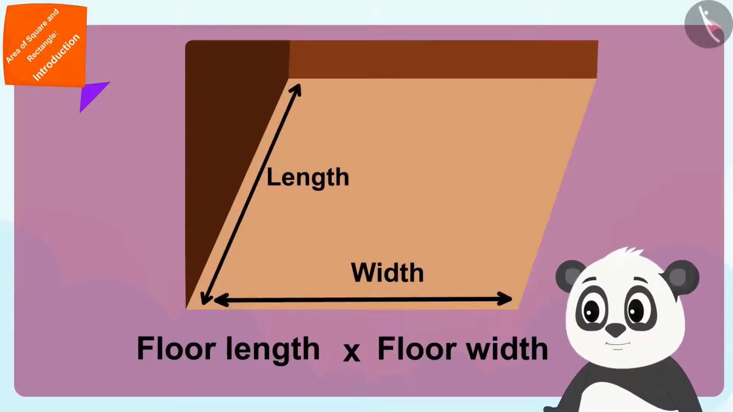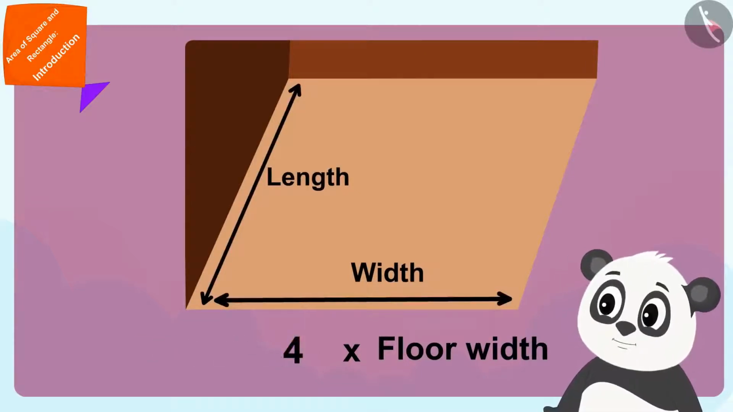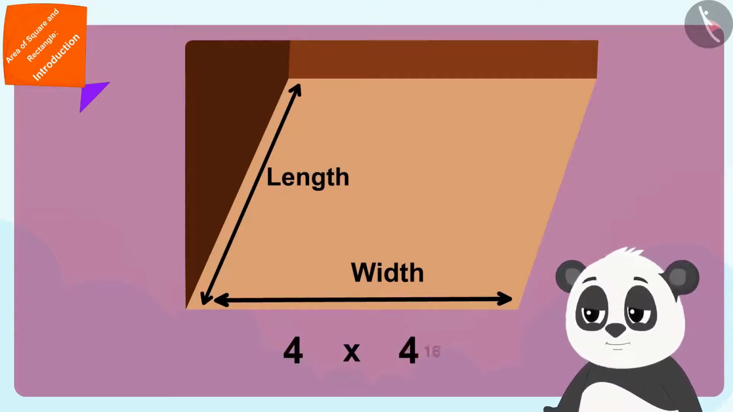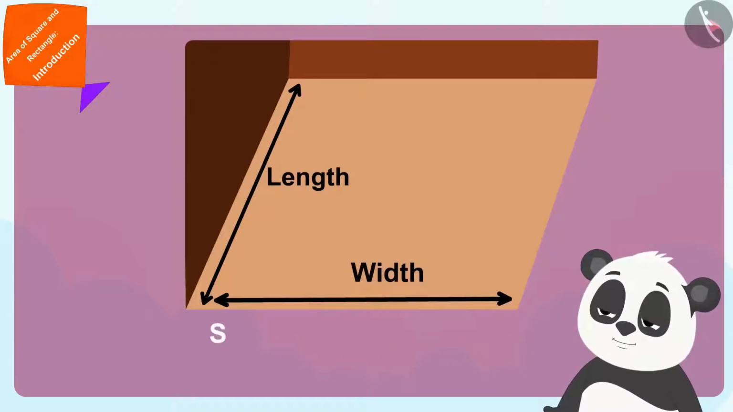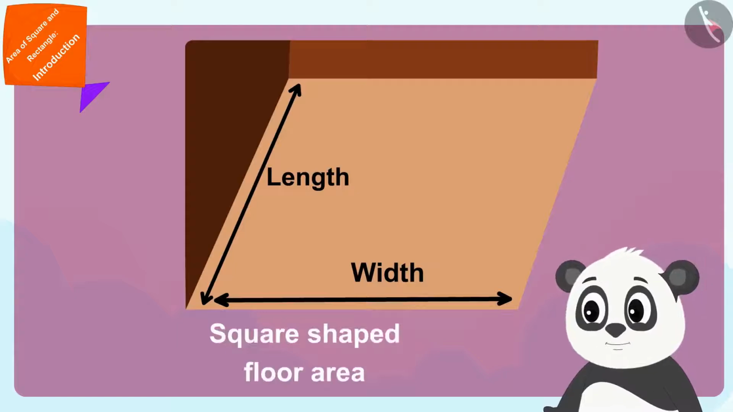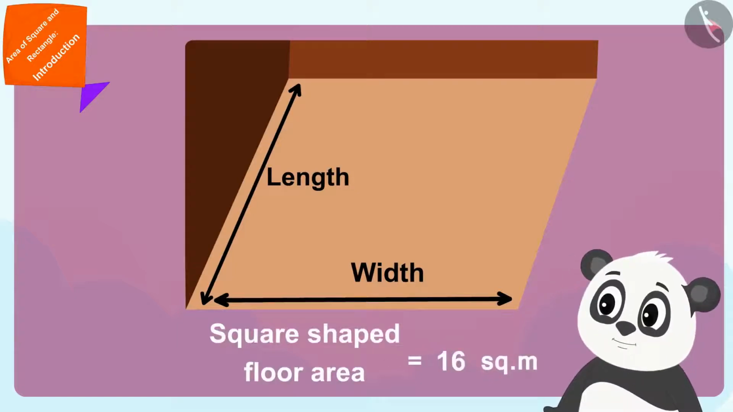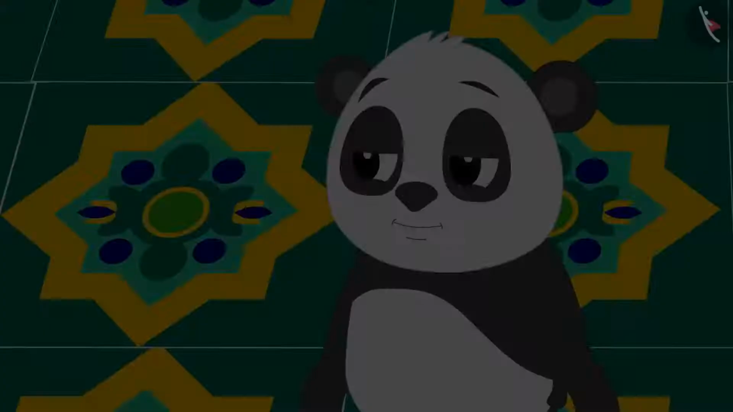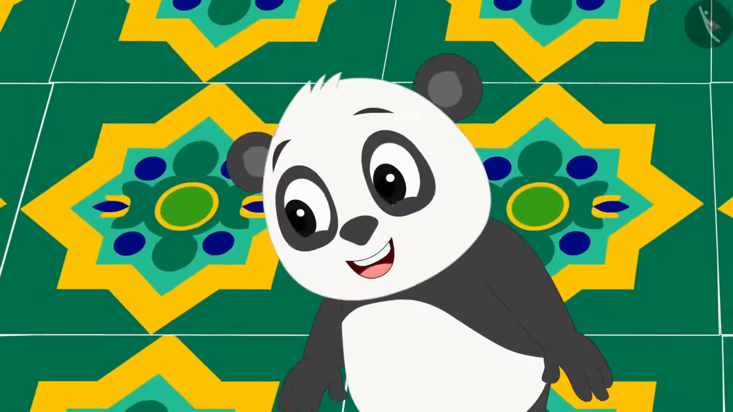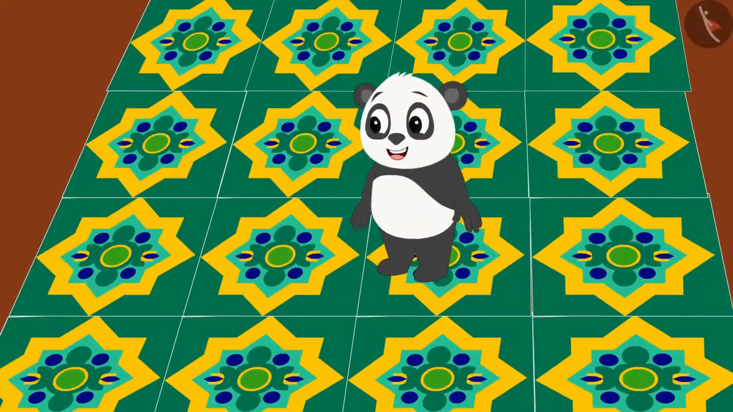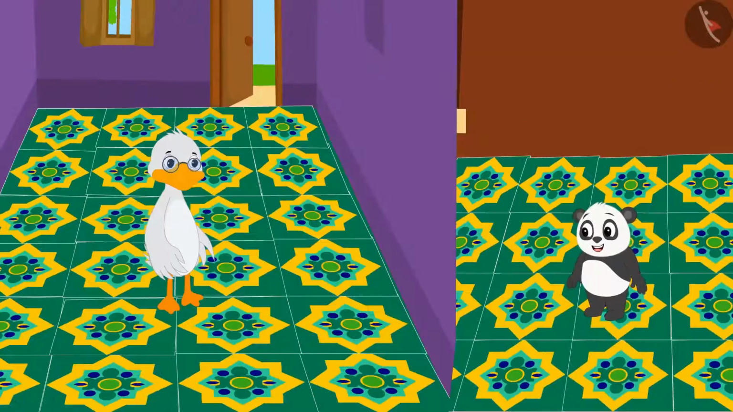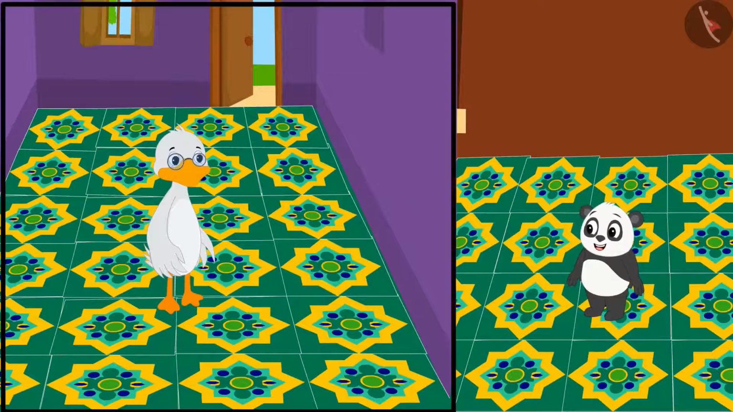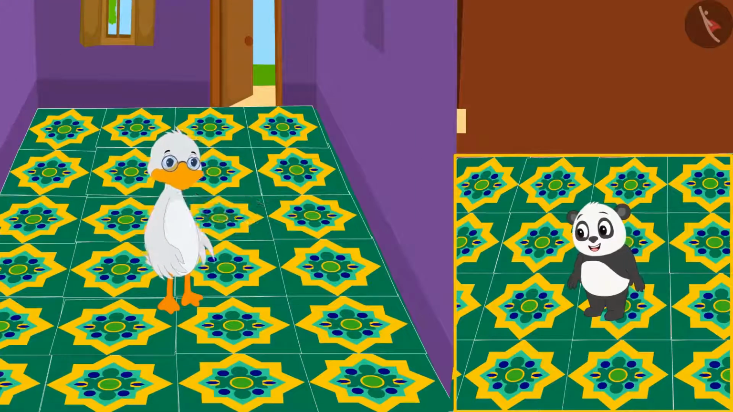In this way, Golu needs 4 times 4 or 16 tiles. In other words, Golu's square-shaped floor has an area of 16 square meters. Golu too covered his floor with those beautiful tiles. See how beautiful Uncle and Golu's floors look.